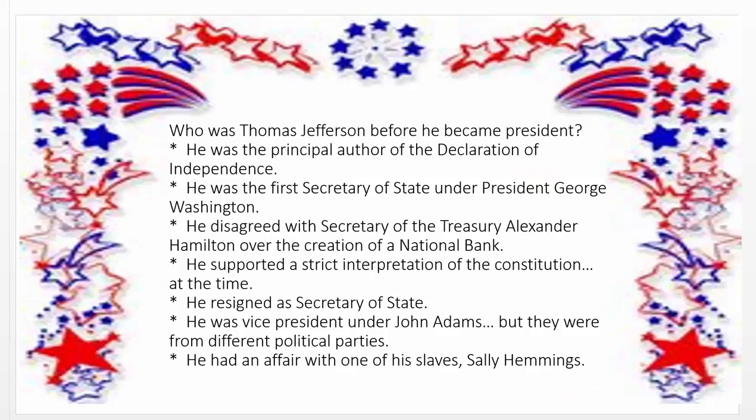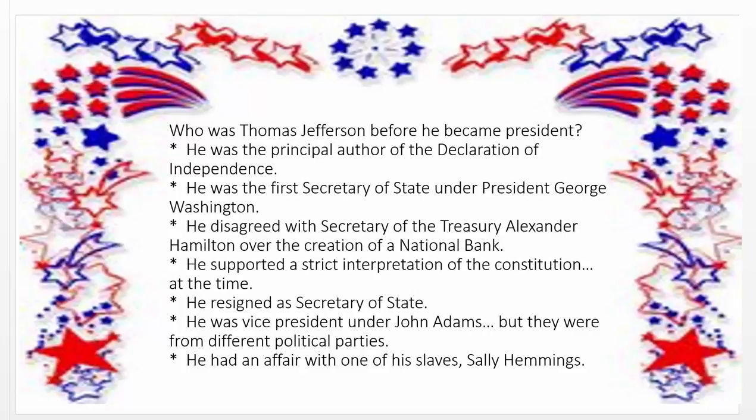So to give you a little bit of background, who was this Thomas Jefferson character before he became the third president of the United States? Well, first, he was the key author of the Declaration of Independence, which was drafted in 1776 and was a list of grievances that the colonists had at the time directed at British Parliament. So it becomes the springboard to the American Revolution.